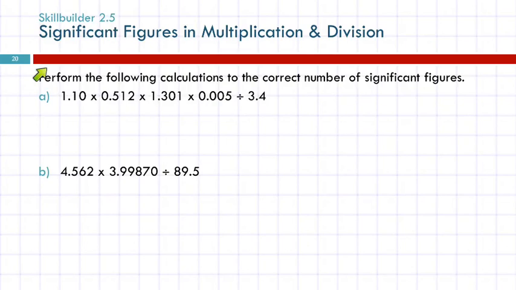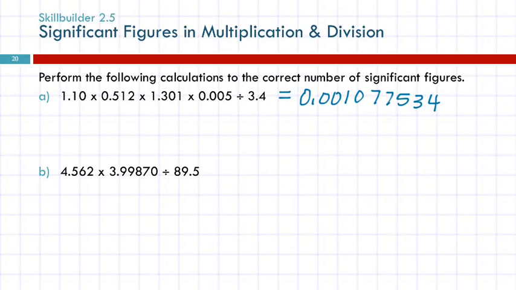So we're going to do something like this. Just punch it through on your calculator. So 1.10 times 0.512, oops, screwed up already, times 1.301 times 0.005 divided by 3.4 equals. Always a good idea to write down what your calculator tells you. So my calculator is giving me all of this nonsense. Anybody else have their calculator showing them that? You just nod your head. Okay. So that's way too many digits.